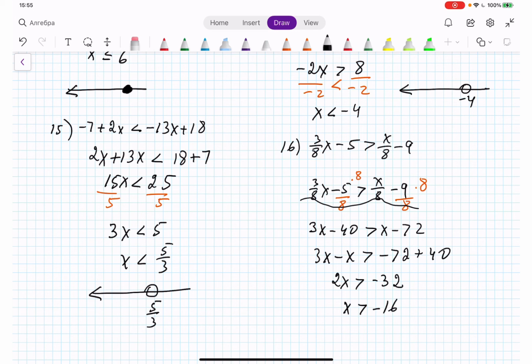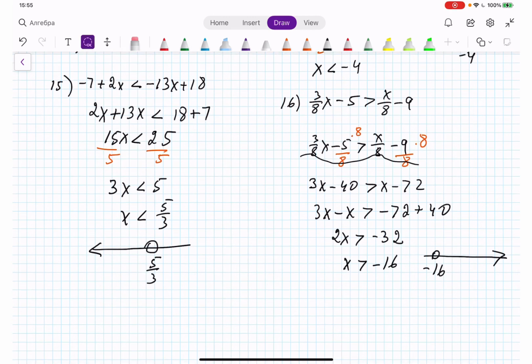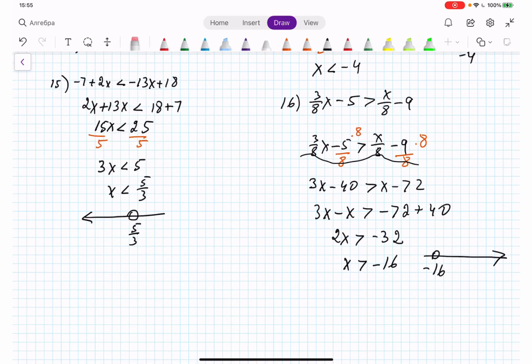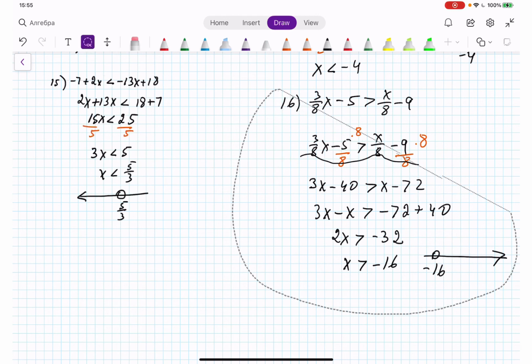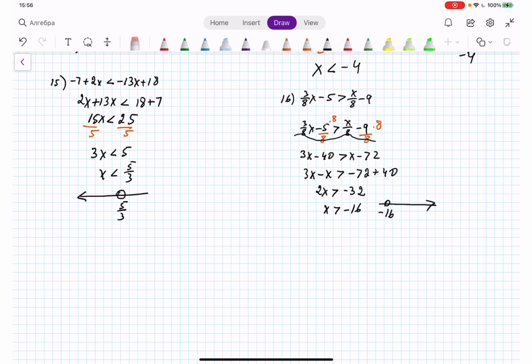than negative 16. Okay, so if I mark down on the line of numbers, if this is my negative 16, it's not solid because equal sign is missing, and x is going to be greater, so it's going to go this way. All right, question number 17.